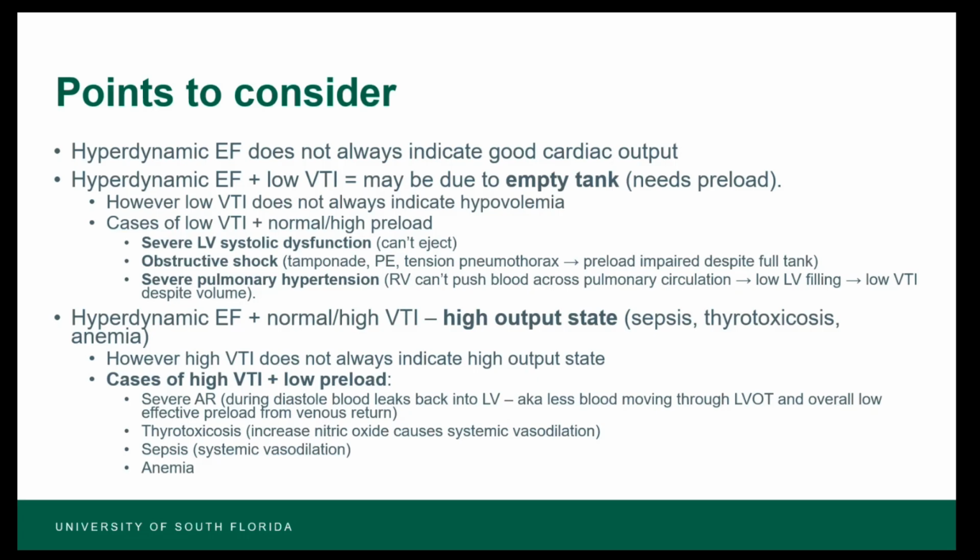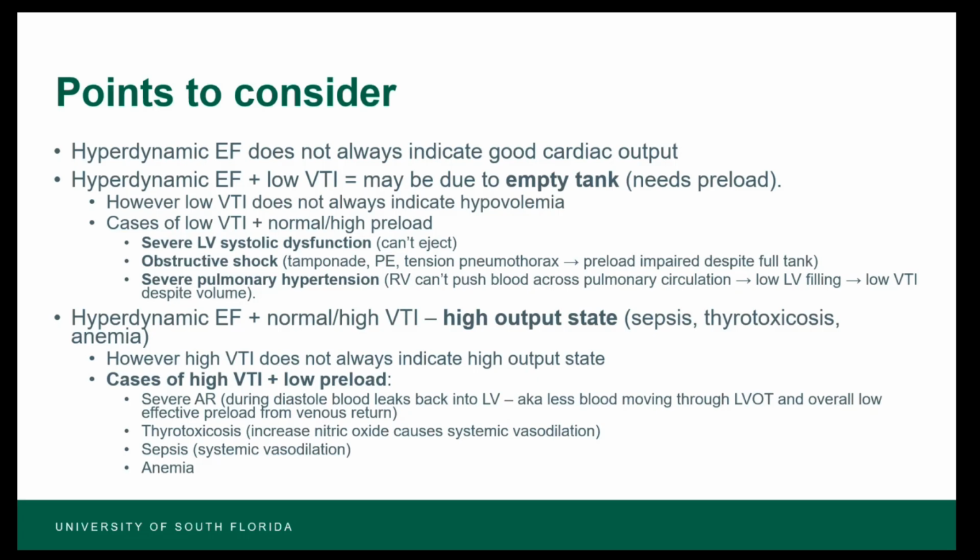So some situations to consider would be things where you have a hyperdynamic ejection fraction, but that doesn't necessarily mean that you have good cardiac output. What do I mean by that? When you have a hyperdynamic ejection fraction, or a pump function that's working too hard, your heart's working really, really hard, pumping as much as it can, but you still have a low VTI. It could be, like I said before, because you have an empty tank, meaning you're in a hypovolemic state. But it's not always because you're in a hypovolemic state. You could have a low VTI with a normal or high preload in the setting of severe LV dysfunction, meaning your main pump function is completely out of whack. It's not working anymore, in which case you're not going to get a high VTI, because you're not moving that amount of blood outside of the heart.